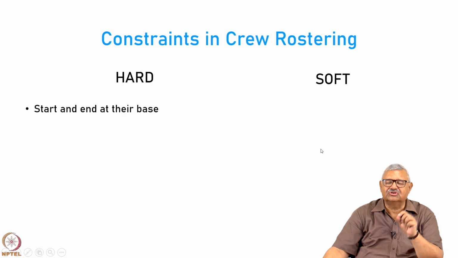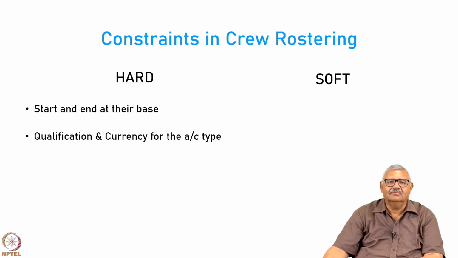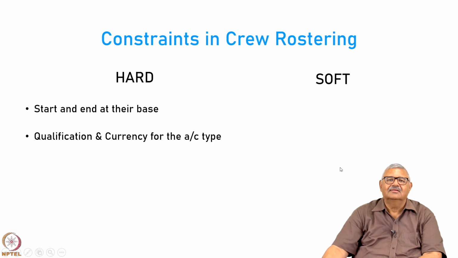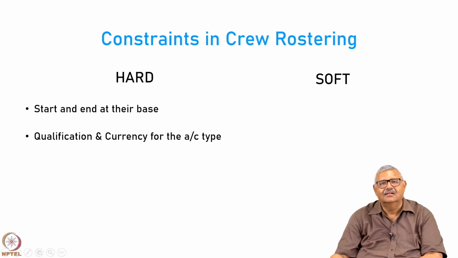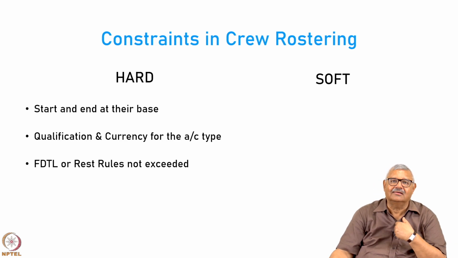Each crew member should start and end at their base, right? Then they should be qualified to fly that instrument or that aircraft, and they should be current on that. Sometimes there are currency requirements. After so many hours, you need to be retrained. So, I may know how to fly a particular aircraft, I may have a license or approval or type rating on one aircraft, but am I current?